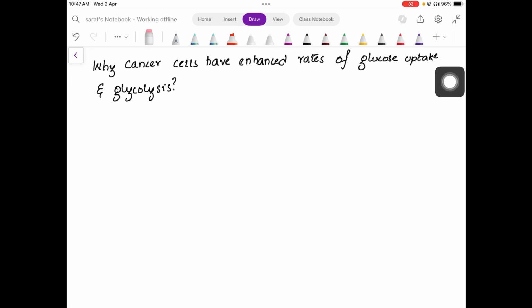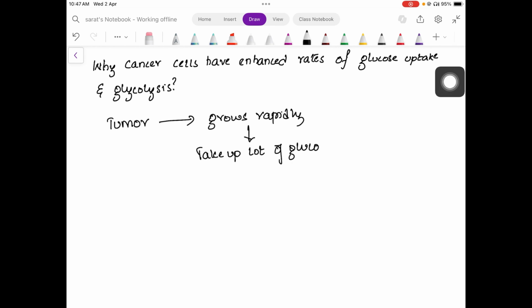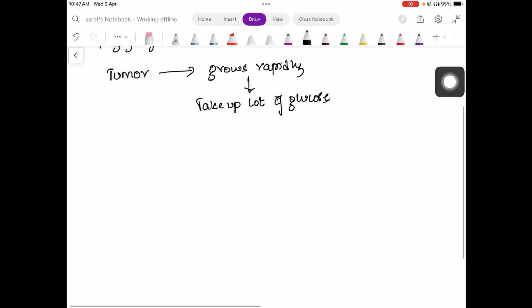In this class, we'll discuss one more important glycolysis insight. The question is why cancer cells have enhanced rates of glucose uptake and glycolysis. Whenever a tumor is present in the body, this tumor grows rapidly, and this rapidly growing tumor will take up a lot of glucose. Whenever these tumor cells are taking a lot of glucose, this glucose will undergo aerobic glycolysis.